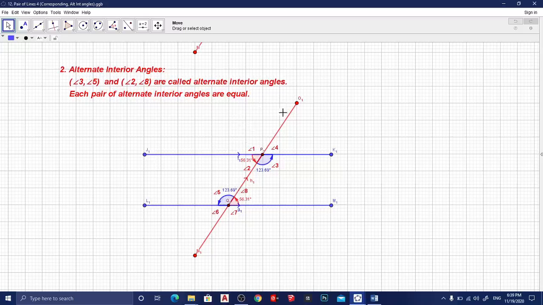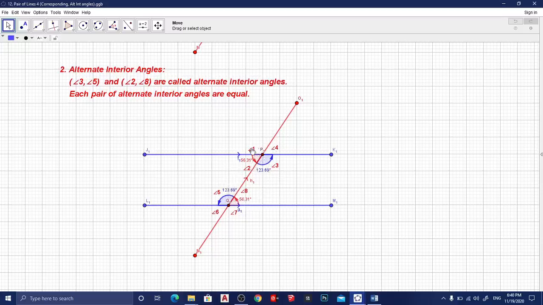And above the parallel lines, all this region, and below the parallel lines, all this region, these two regions are called the exterior regions. This is the interior region. So from that we can identify which one is the interior angle and which one is the exterior angle. The angles which are formed in between these two parallel lines are called the interior angles. Primarily they are the interior angles. Whether they are alternate interior angles or not, that is another matter.